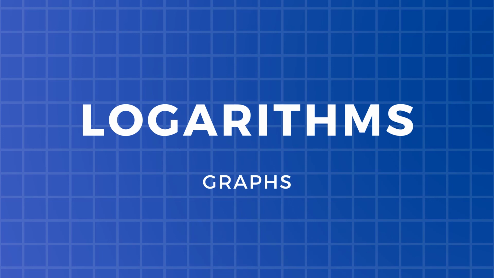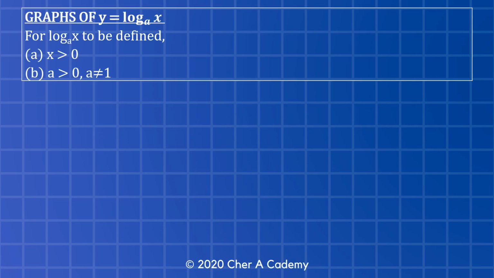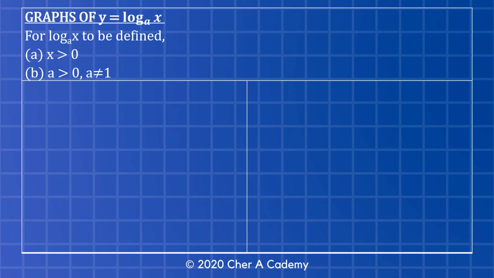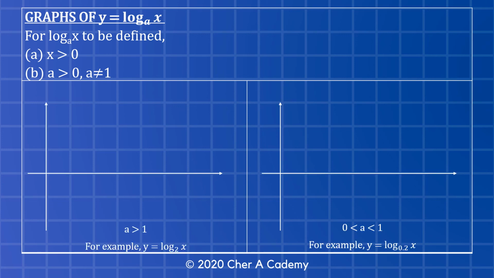Okay, so now we are at the final part of logarithms, which is graphs. For a graph of y equals log base a of x to be defined, it is the same two criteria that we mentioned earlier. My x has to be more than 0. Whatever we are logging has to be a positive number. And the base, which is a, has to be more than 0 and it cannot be 1. So there are two forms of log graphs. One is when a is more than 1, and the other one is when a is between 0 and 1.